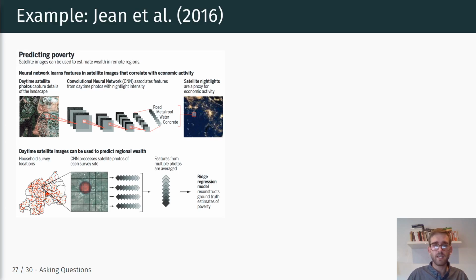But previous studies have actually used these satellite nighttime pictures before in order to estimate economic activity, or to estimate poverty, but they were not as accurate. The reason why they're not as accurate is that they're missing the information that we can get from these daytime satellite photos, because the daytime satellite photos can ultimately provide us information about the structure of the landscape and additional regional information. Okay.